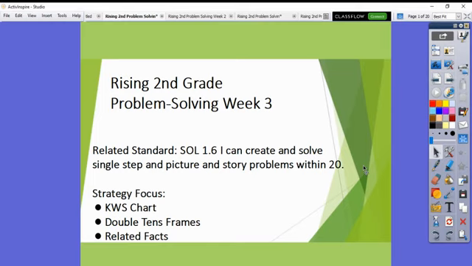The related standard that we're going to be using today is from first grade. It's SOL 1.6. I can create and solve single step and picture and story problems within 20. Here are the 3 strategies that we're going to be focused on today and also in your practice. We're going to be using a KWS chart, a double tens frame, and related fact strategies.